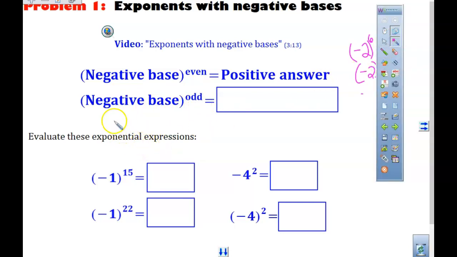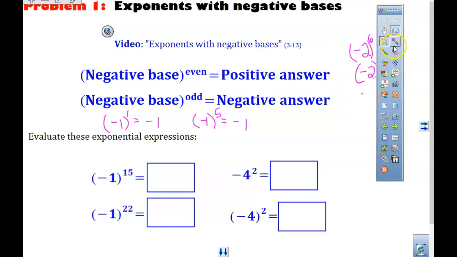So if I think of negative 1 to the first, well, that's just -1. If I have -1 to the 5th power, that's what we just saw in the video. We saw that came out to be a -1. And we would think that any time this is an odd power, our answer should always be negative. So if it's a negative base to an even power, 2, 4, 6, 8, 10, correct? If it's a negative base to an odd power, 1, 3, 5, 7, right? So we're thinking of those numbers. This is going to be a negative answer.